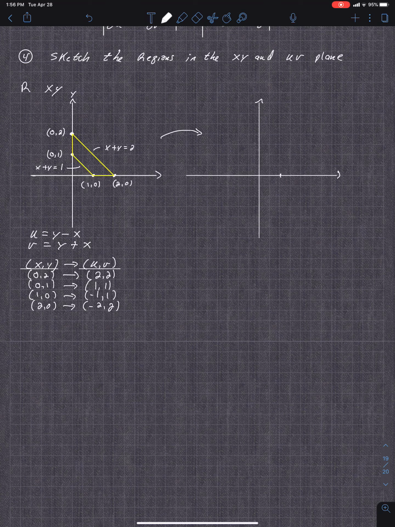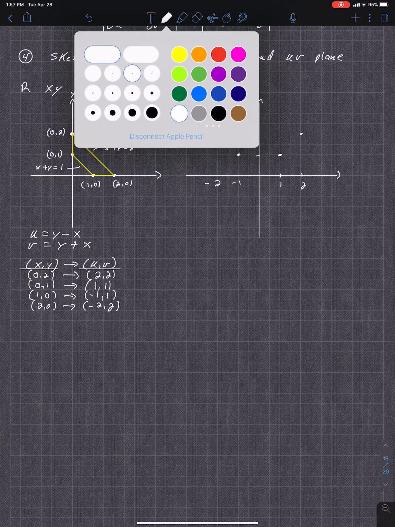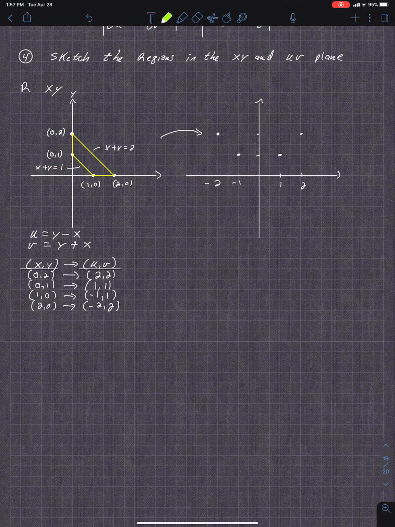So there's 1, 1, 2, 2, and then negative 1, 1. And then negative 2. And so this one is this region. You can kind of guess, but I'm going to go and put it in. I may have wanted to do a couple more steps to figure this out, but okay, that didn't work. Okay, so 2, 2. And this one is your negative 2, 2.